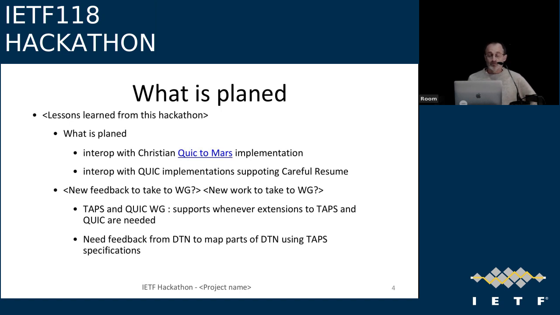What we need to go further, but probably later, is to have support from the working group to write good extensions to TAPS or to QUIC, and to get feedback from DTN to map the parts of DTN which are missing.